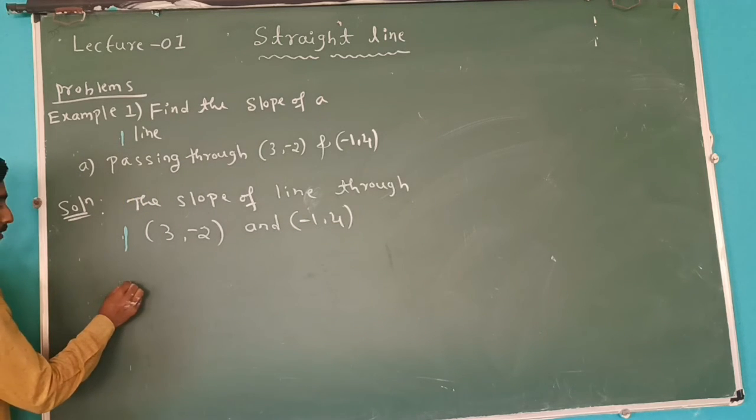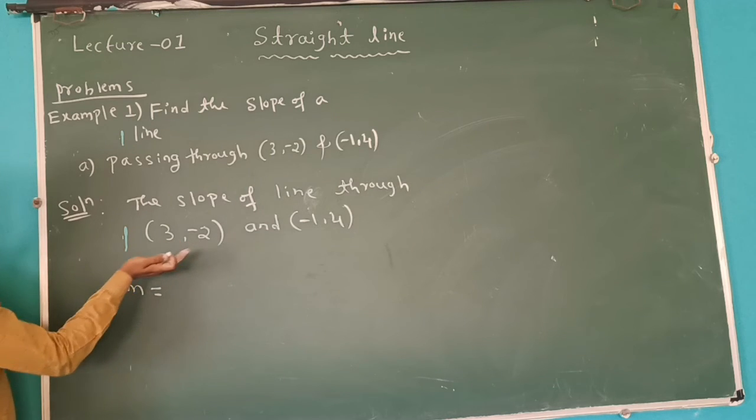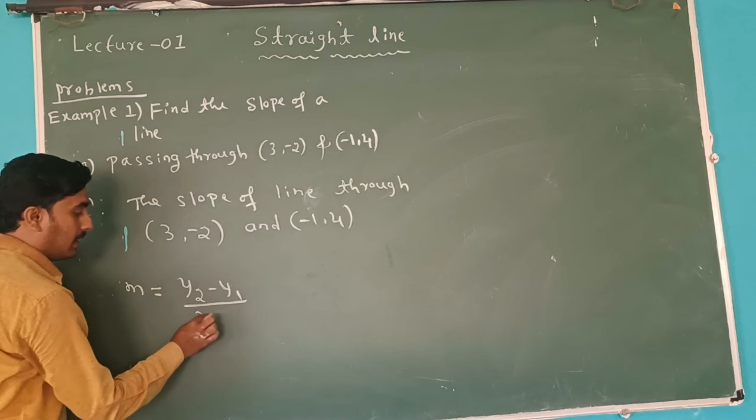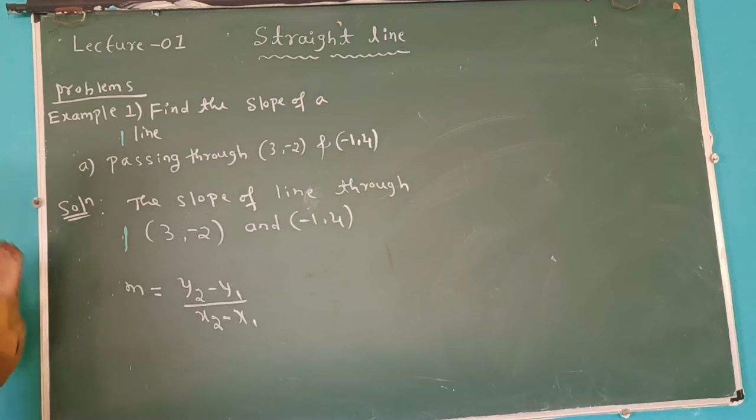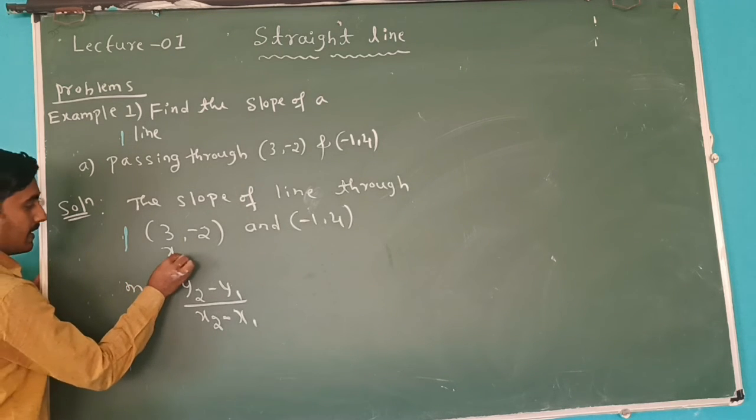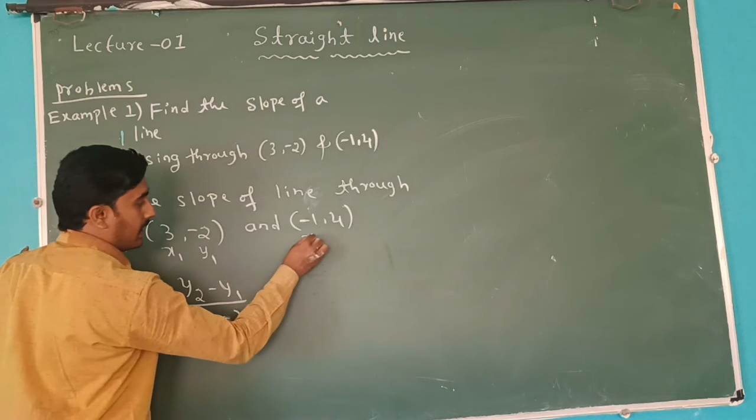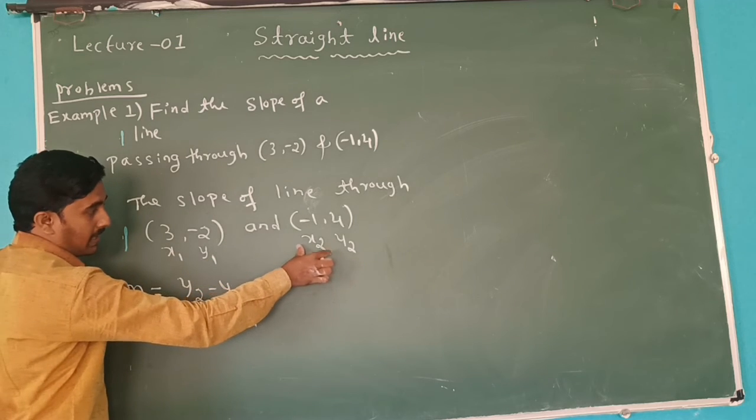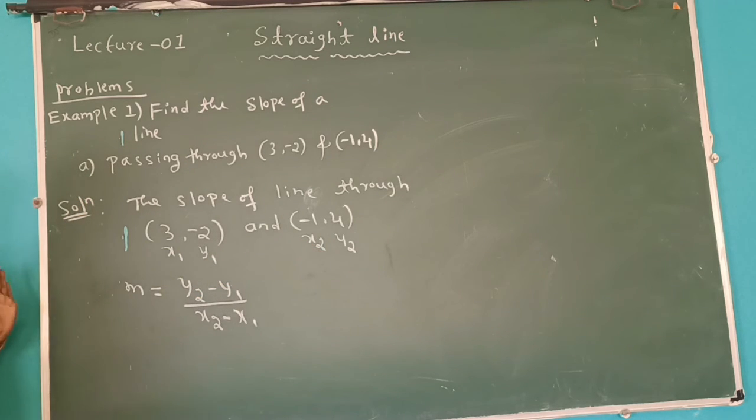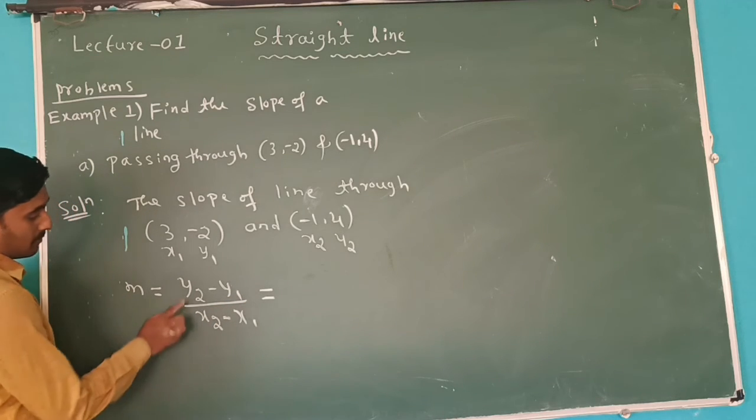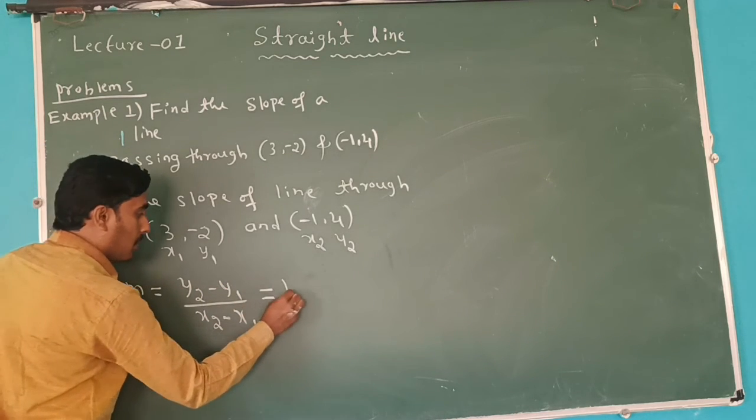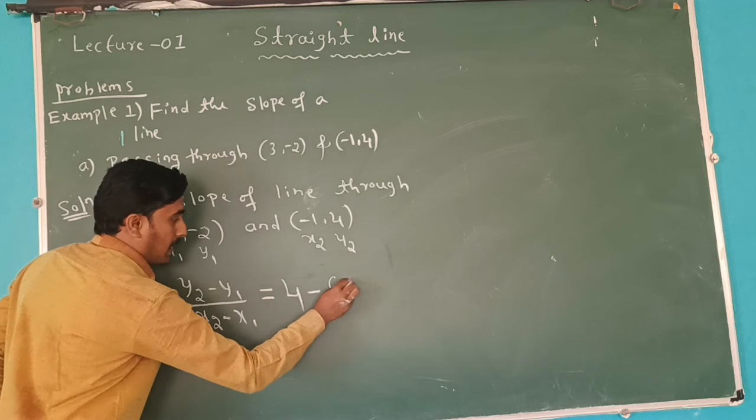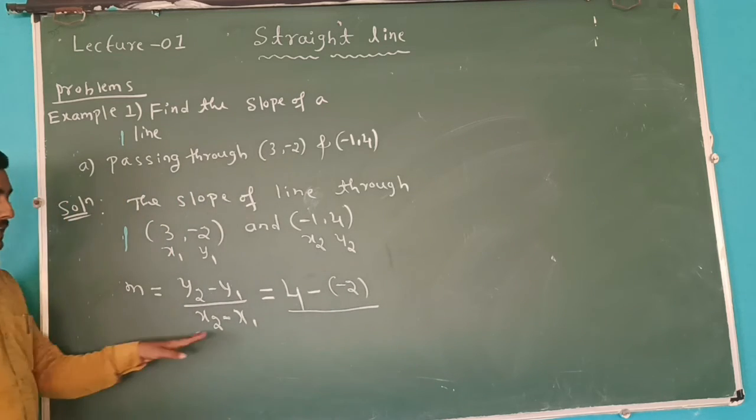Okay, what is the formula? Slope of the line m equal to, when the given line is passing through two points, y2 minus y1 divided by x2 minus x1. Suppose this is the first point with coordinates x1, y1, and this is x2, y2. Let us take this as x1, y1, the first point, and this is the second point with coordinates x2, y2. Just substitute the values here. This is equal to what is y2 here? y2 is 4, minus, what is y1 here? Minus 2, divided by x2 minus x1.